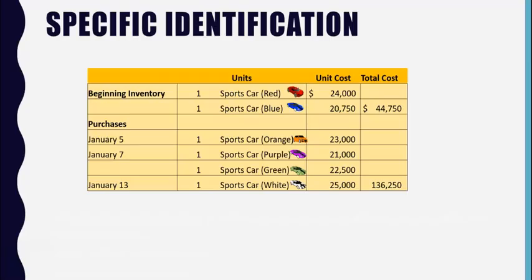Then at the beginning of the year, we make some purchases. On January 5th, we buy one orange sports car for $23,000 to put on our lot. On January 7th, we buy a purple sports car and a green sports car. The cost of these are $21,000 and $22,500. On January 13th, we buy a white sports car. The cost of the white sports car is $25,000. So now we have $136,250 in merchandise inventory.